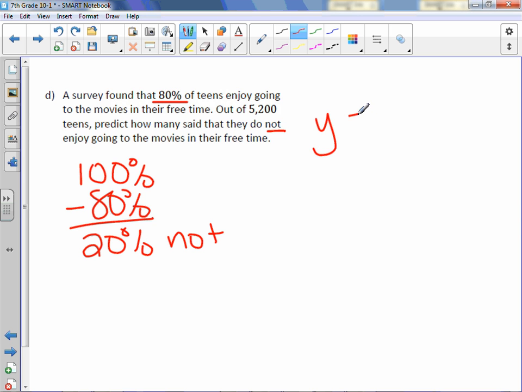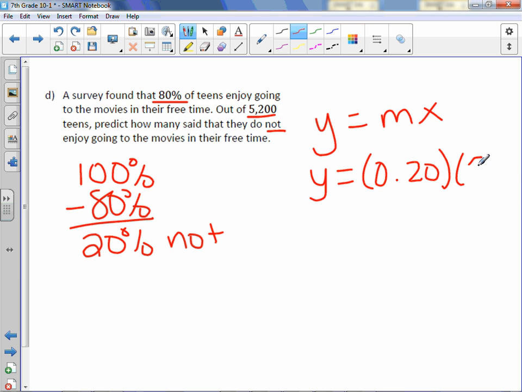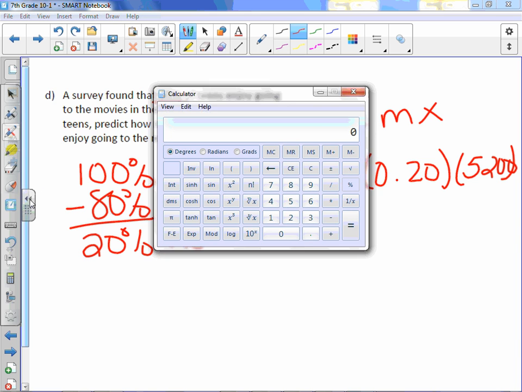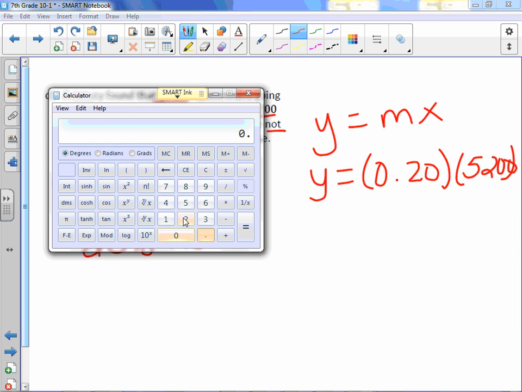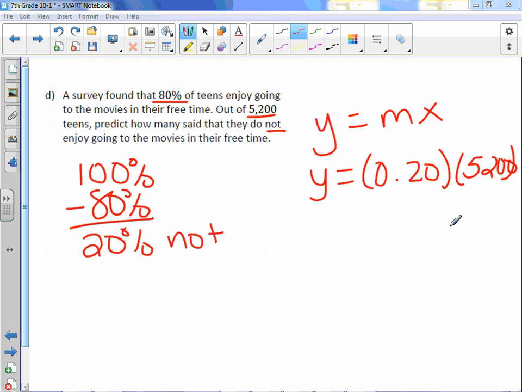So using our equation, y equals mx, y equals 0.20 times our total of 5,200. Go ahead and plug that into your calculator, and I'm going to do that one up here. So we have 0.20 times 5,200, and we get 1,040. And this is teens.